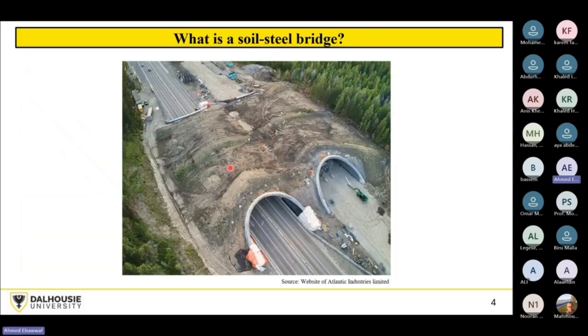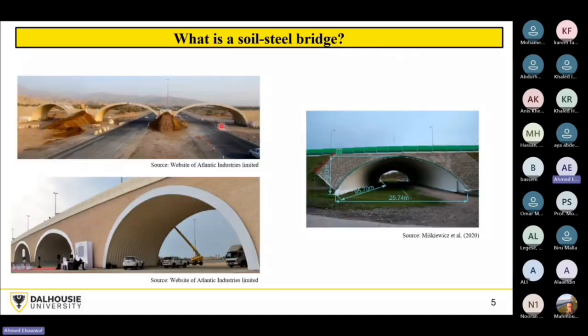This is what we have after the end of the construction. Here this bridge is used as a wildlife crossing so that animals can cross the highway. And here, some other pictures. On the left, so far, this one is considered the largest span soil steel bridge. By span, I'm talking about the distance between the spring lines, from this edge to this edge. Here you can see the span is 25.74 meters.